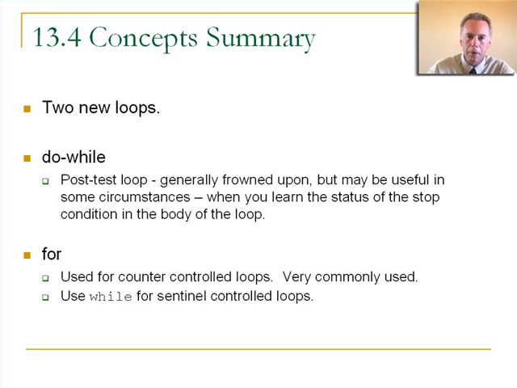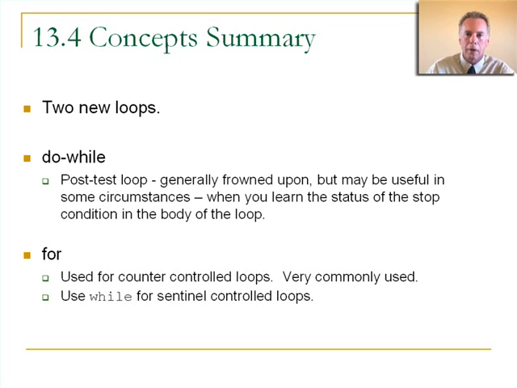Just a brief review of the concepts that we've looked at in this segment. We looked at 2 new loops, the DoWhile loop and the for loop. The DoWhile loop is frowned upon by many because it's a post-test loop. You execute the body of the loop and then test whether to do the body of the loop again. In some circumstances, this is the right choice. I don't want to tell you that you should never use this. People do use it, and you'll get comfortable as you just write more code, whether you should be choosing the while loop or the DoWhile loop.